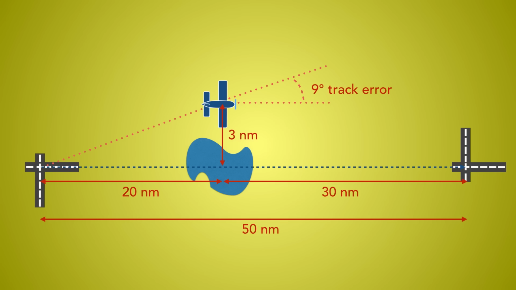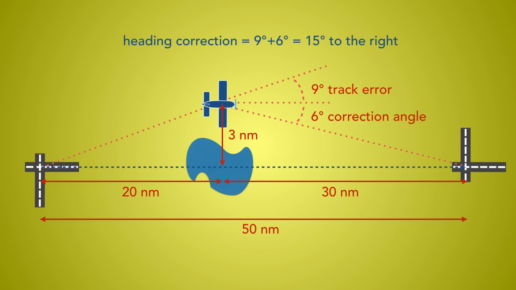Use the 1 in 60 rule to obtain the correction angle. You are 3 miles off track with 30 miles to go. Therefore, 2 multiplied by 3 miles off track gives you a correction angle that is a further 6 degrees to the right. So, when you combine the track error with the correction angle, this gives you a 15 degree heading correction to the right for a direct track to your destination.